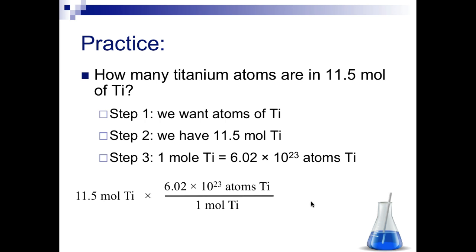6.02 times 10 to the 23rd atoms of titanium is going to go on the top. And then our moles cancel, so we know we have it set up right. And then we're going to do 11.5 times 6.02 times 10 to the 23rd. And that's going to equal 6.92 times 10 to the 24th atoms of titanium.